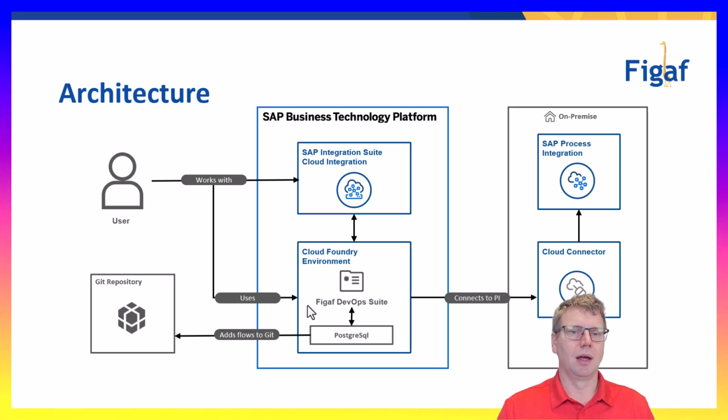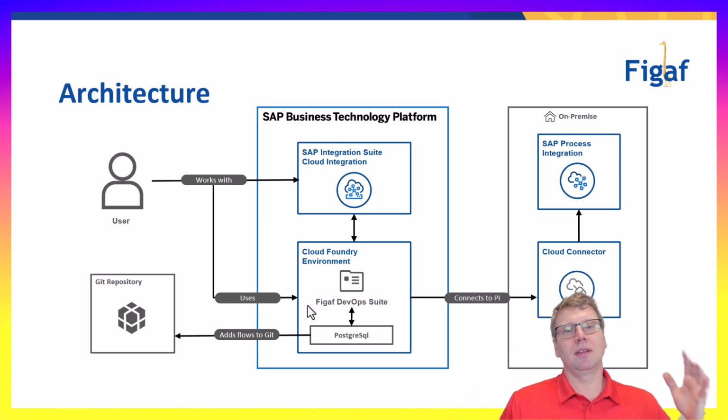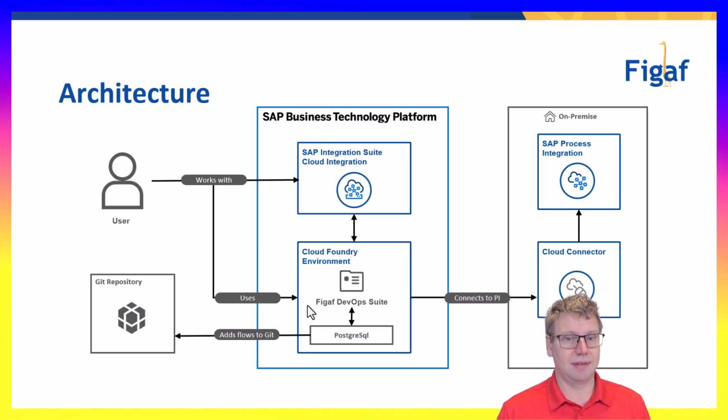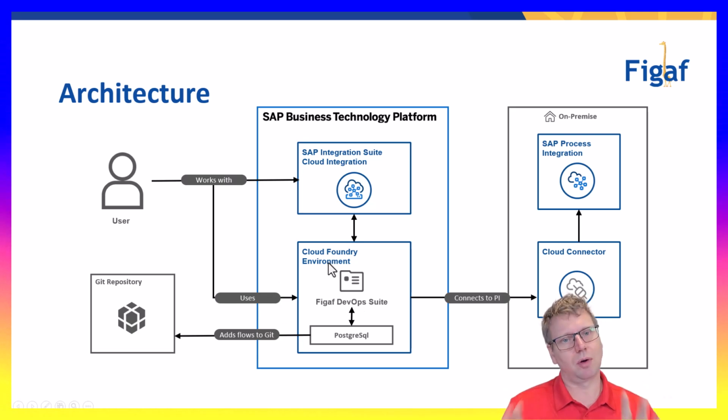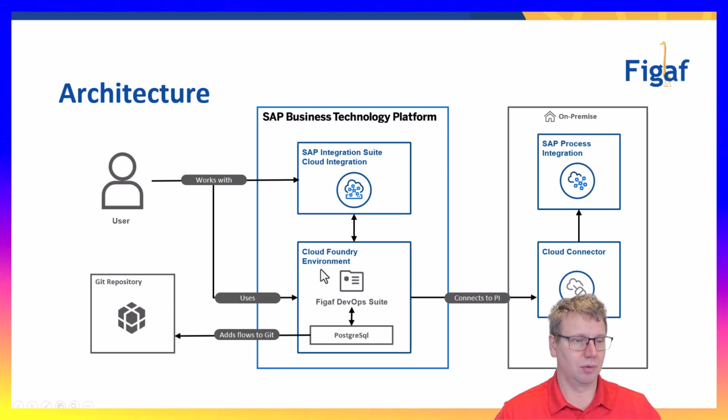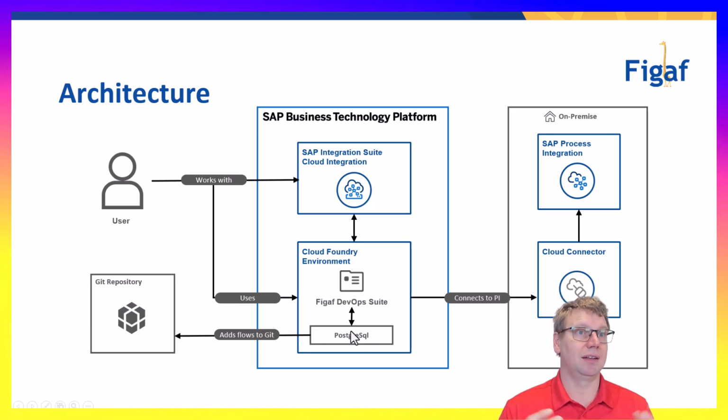Let's see. When we look at the general architecture, this is how we see it, with components that can be placed in different locations. But if we go with the standard deployment, which is running Figaf in BTP, you have the Integration Suite system. Users work with both the Integration Suite and Figaf. We also have a Cloud Foundry environment where you can deploy Figaf. It needs some runtime and a Postgres, and then it's all good.